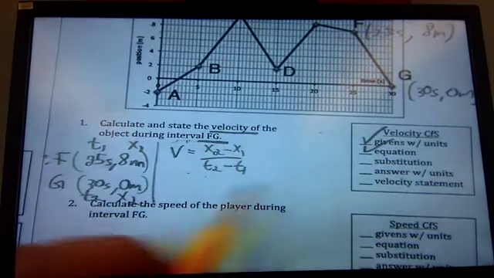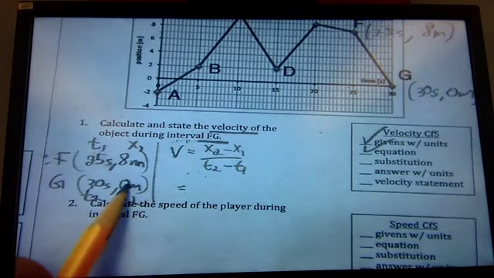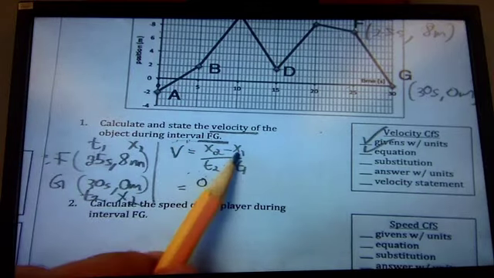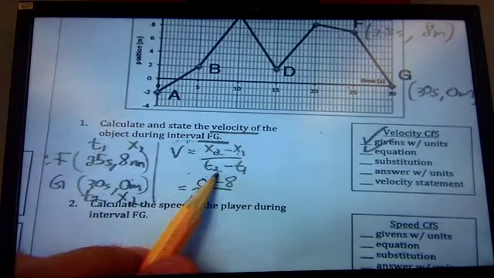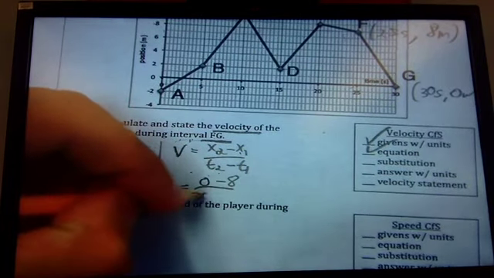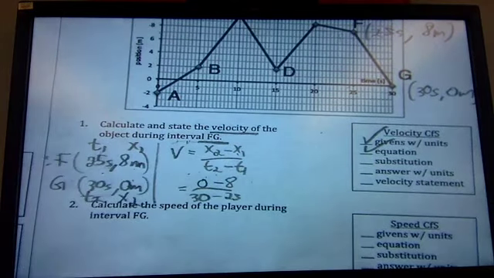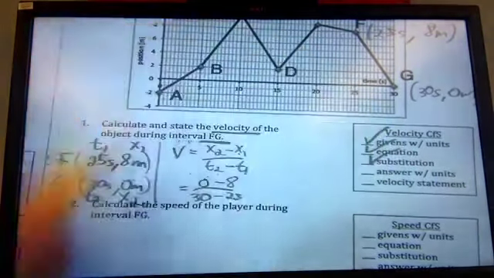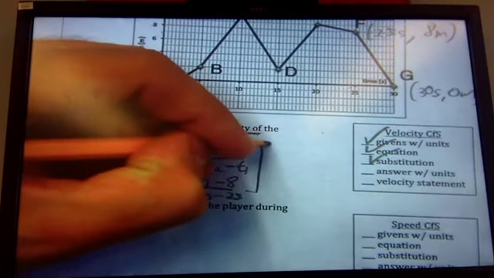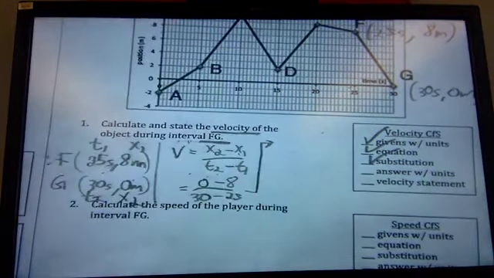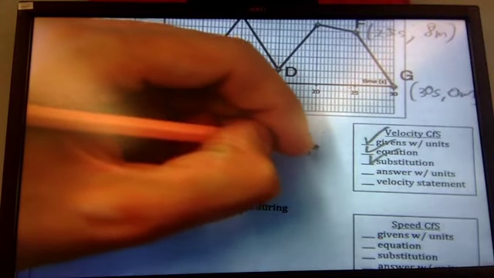Now we're going to substitute the values into the equation. I see that x2 is 0. I see that x1 is 8. t2 is 30. t1 is 25. I've substituted. Now I'm going to simplify this so I can get my answer with units. Moving back up, I have 0 minus 8, that's negative 8. 30 minus 25 is 5.